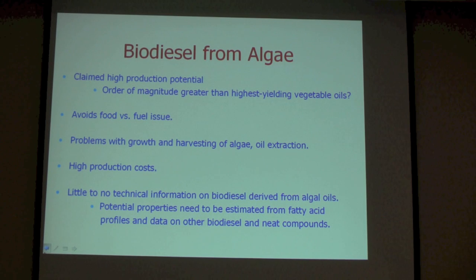Also, there's little to no technical information on biodiesel from algal oil, so essentially the potential properties need to be estimated from the fatty acid profiles and data of what's out there, and that's why we also had data, for example, the C20:4, C22:6 I presented. So next slide, please.